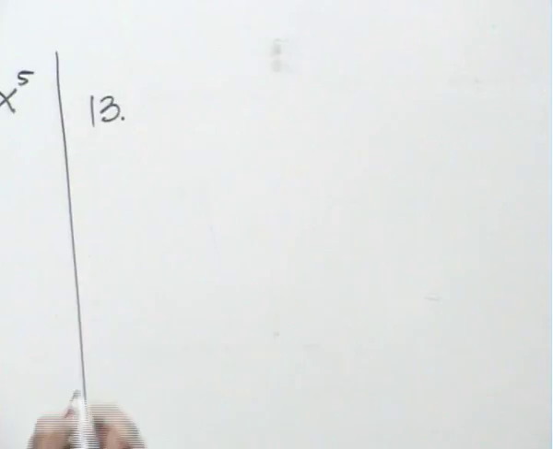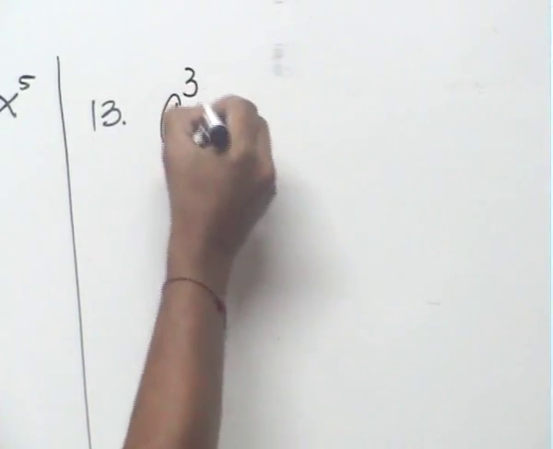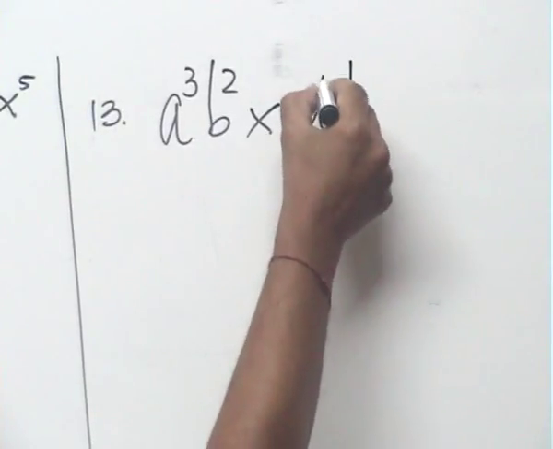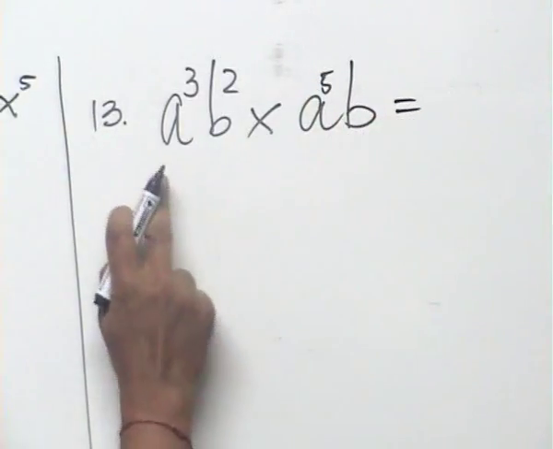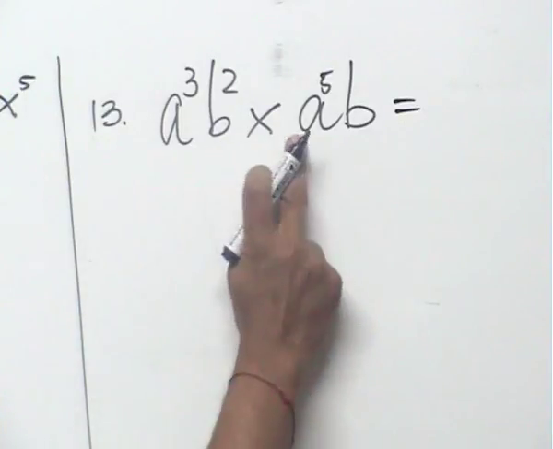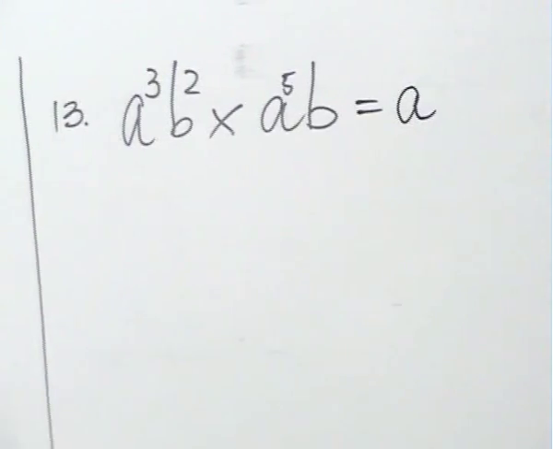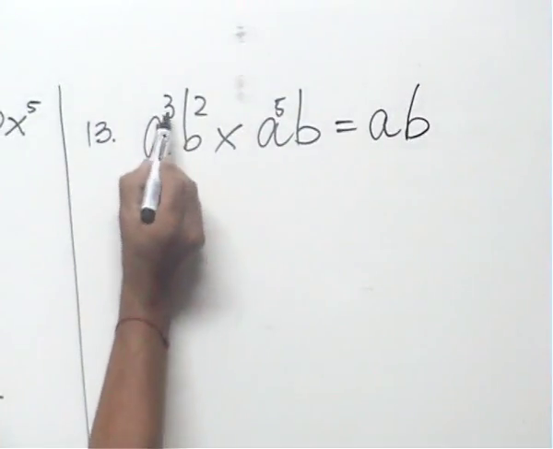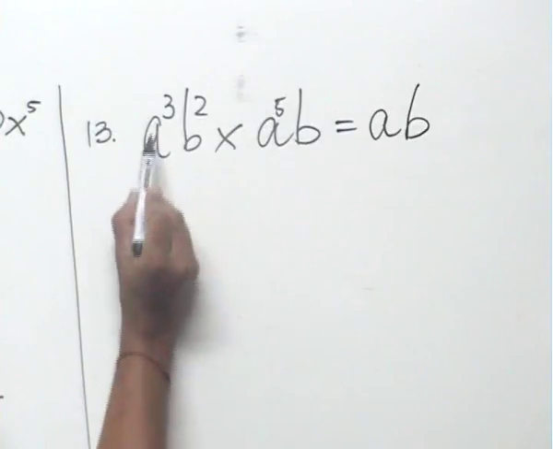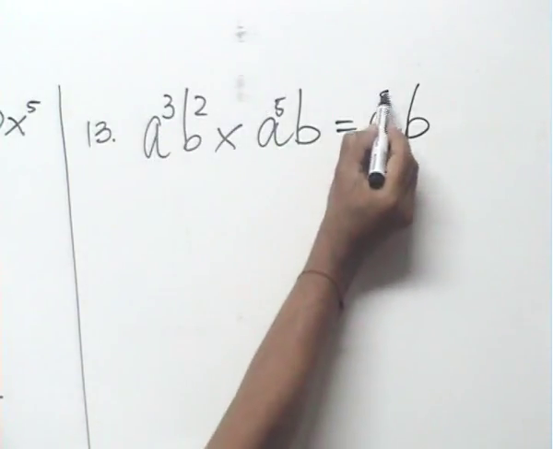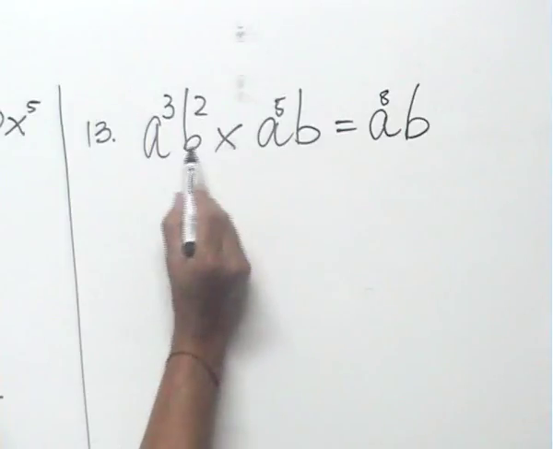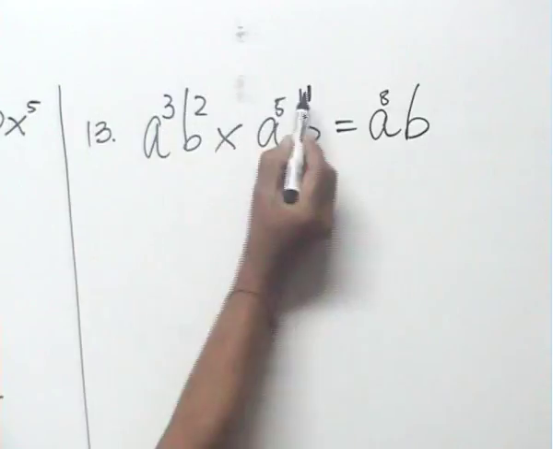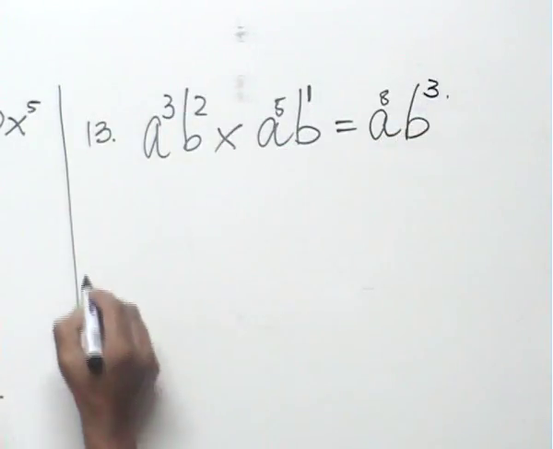Number 13, I can give you 2 powers to multiply at one time. Then you say, right, no problem, there's an A here and a B, there's an A here and a B, so for the A's, I'll write A, for the B's, I'll write B. Now, for the A, it will be 3 plus 5, that gives me 8. For the B, there's a 2 here and a 1 that is understood. So 2 plus 1, 3.